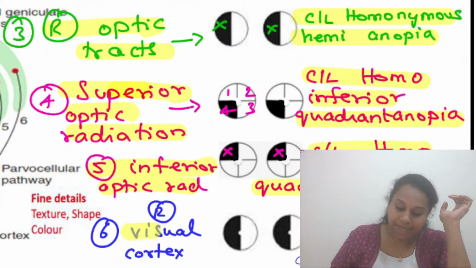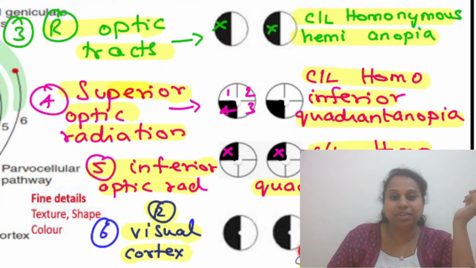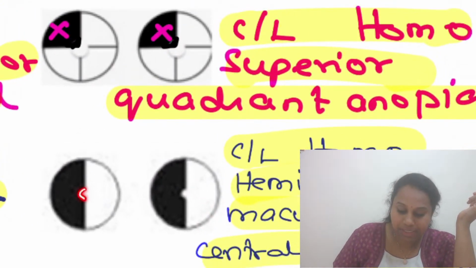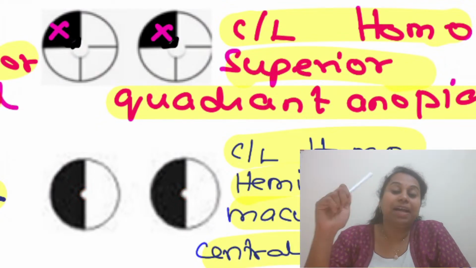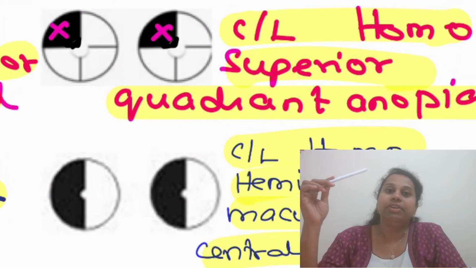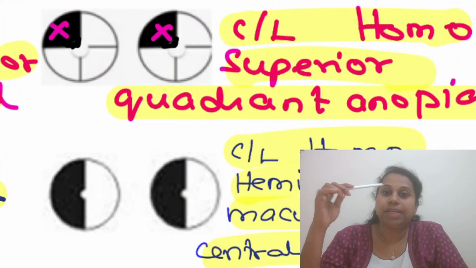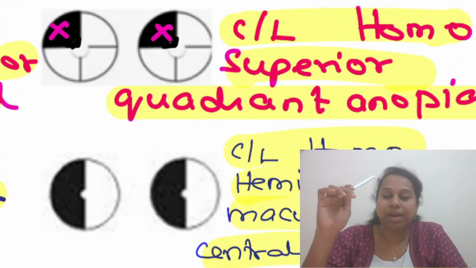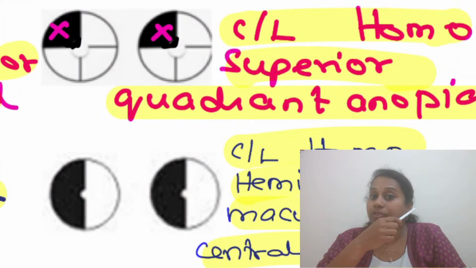Visual cortex. If the right side visual cortex is damaged, the same defect, contralateral homonymous hemianopia, but with macular or central sparing. You can see the center alone is spared. Why is the center alone not affected? Because the macula of one eye has a representation in both side visual cortexes. Even if one eye's macula is damaged, center vision will not be affected because macula carries central vision, and it has representation on both visual cortexes.